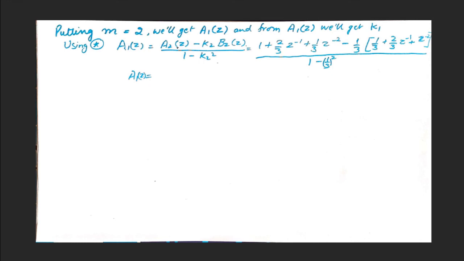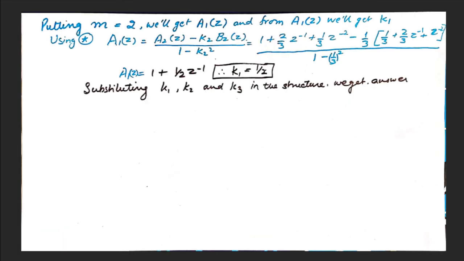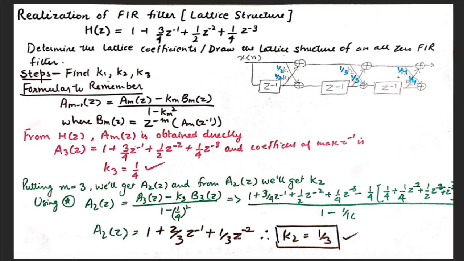So A1(z) is A2(z) minus K2 B2(z), over 1 minus K2 square, and substituting the value of A2 and B2 is coefficient reversed, and I can find A1. A1 is 1 plus half z to the minus 1, and half is K1. Now substituting K1, K2 and K3 in the structure, we get the answer like this. So there is no negative sign here in the upward direction as we had in the IIR filter.